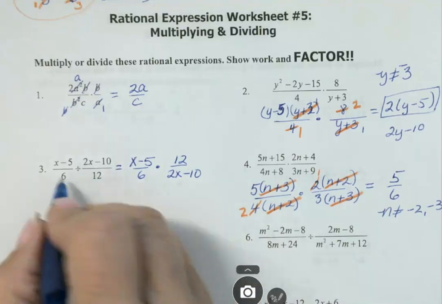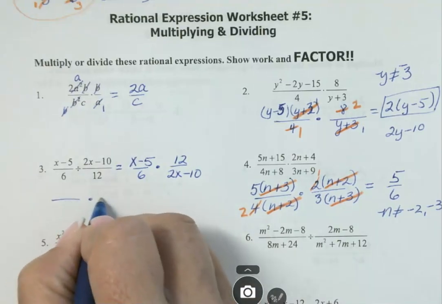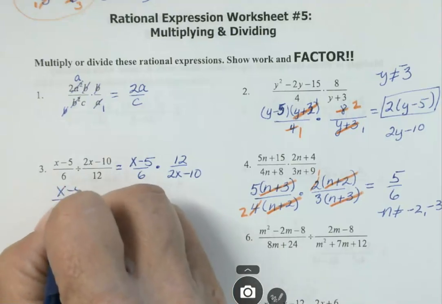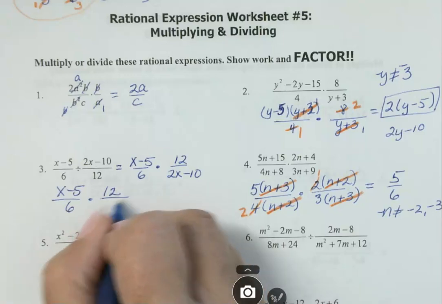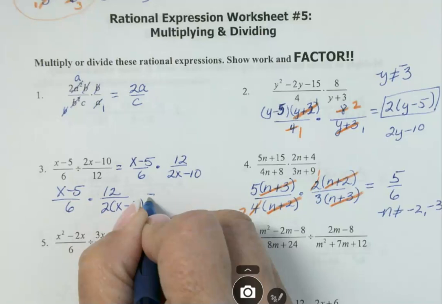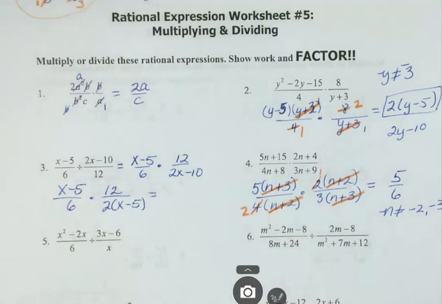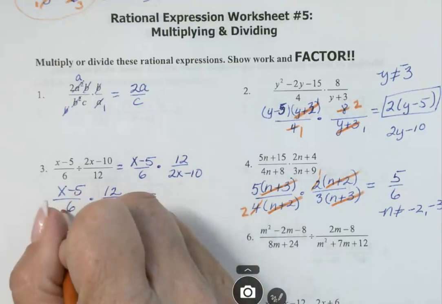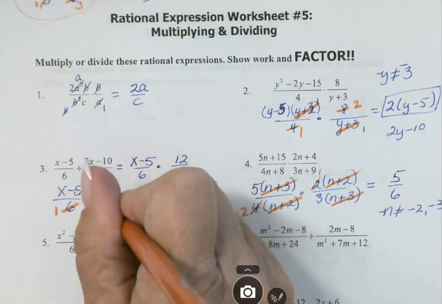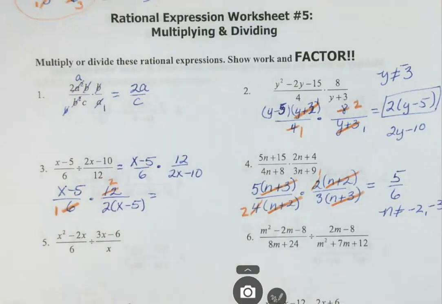And now we're going to go through and factor. So the x minus 5 I can't do anything with. The 6, the 12 I can't right now. I'm going to go ahead and take out a 2. And I get x minus 5. Okay, now I'm going to do my reducing. I'm going to start with my numbers. So I'm going to go here. So 6 goes into 6, 1. 6 goes into 12 twice.